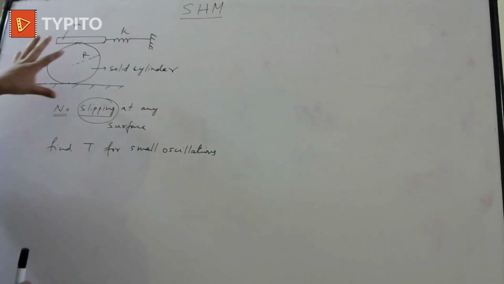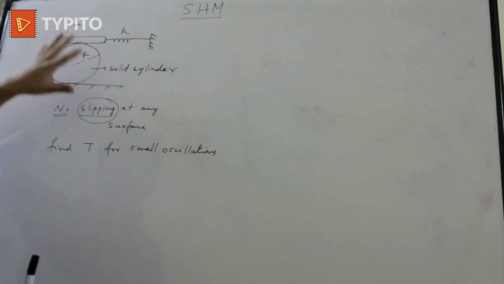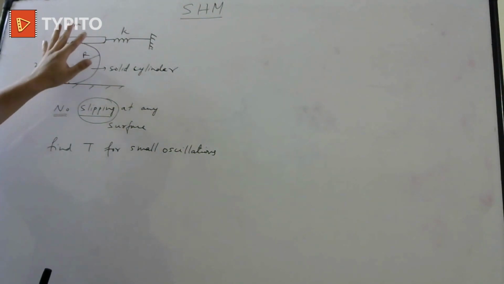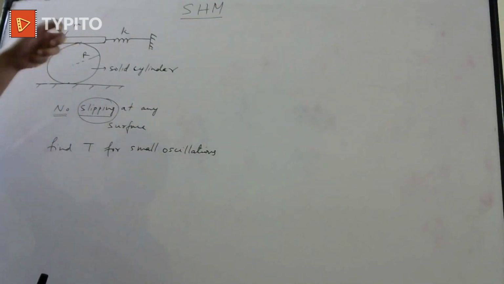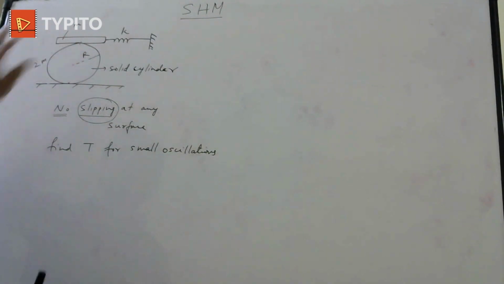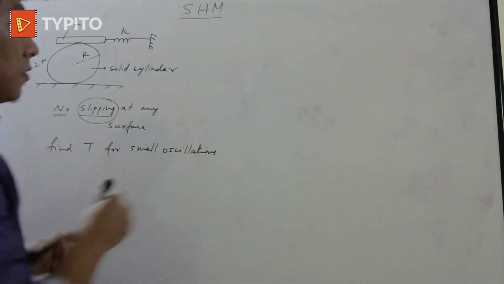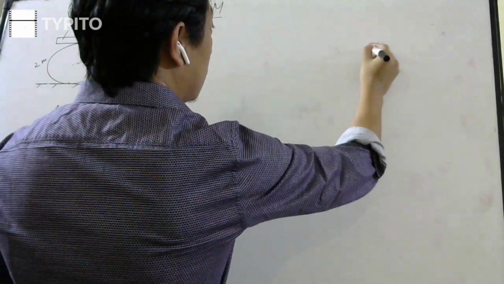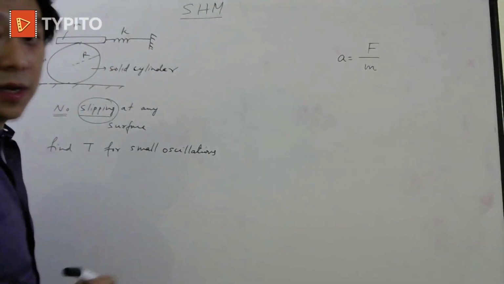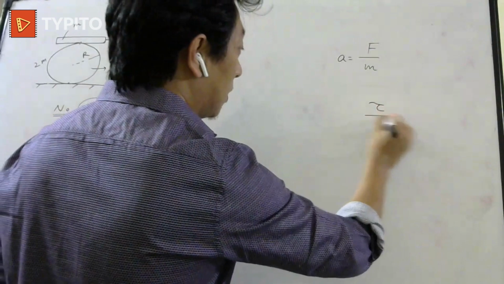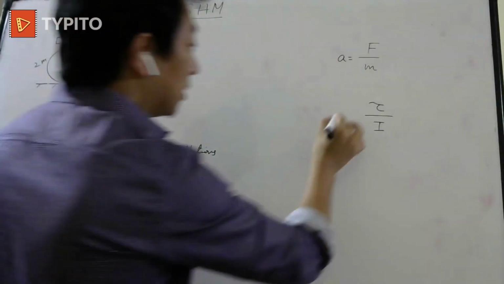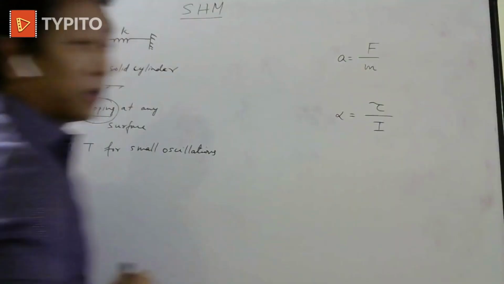So how do we find the time period of oscillating bodies? First, what we have to do, we have to displace it from its equilibrium position and then see what torque or what net force will bring the body back. Right? Once we find the force, we divide that by mass, that will give you acceleration. And if you can find the torque, then we divide torque by moment of inertia about the axis of rotation, that will give you angular acceleration.